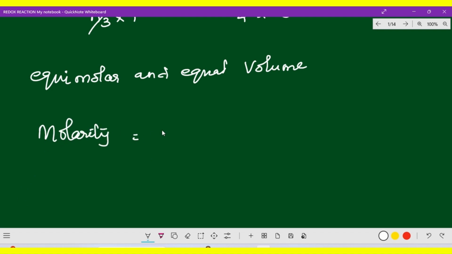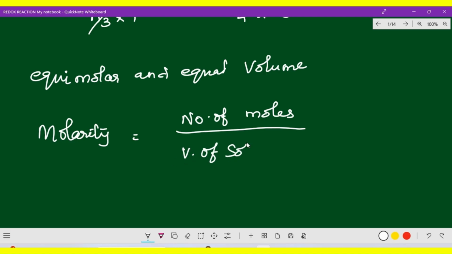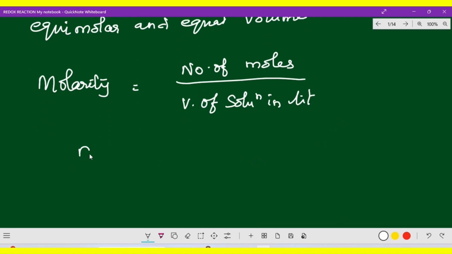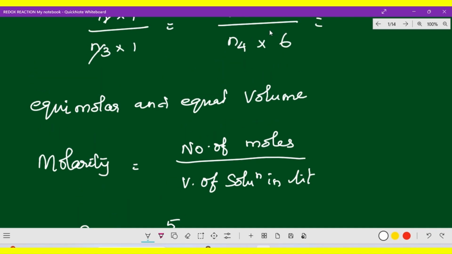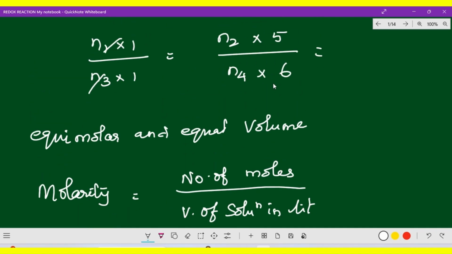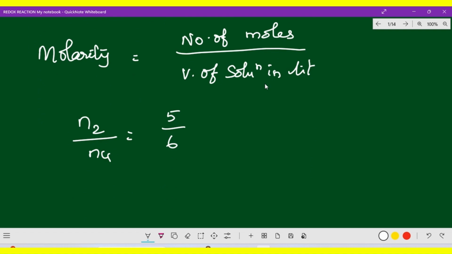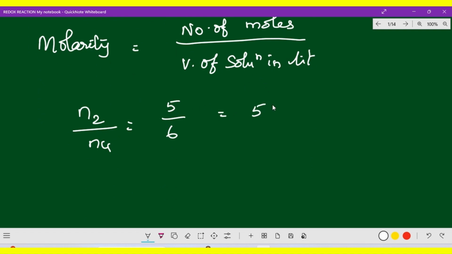So molarity is equal to the number of moles divided by the volume of solution in liters, right? Now that means N2 by N4. What is N2 by N4? It is 5 by 6, right? That is what we mentioned here. So N2 by N4 is 5 by 6. We got that idea. Now, 5 by 6 means the ratio of the moles is 5:6. I hope you got the clarity.